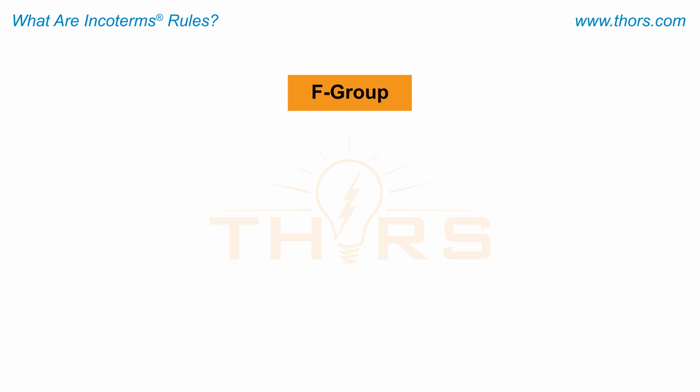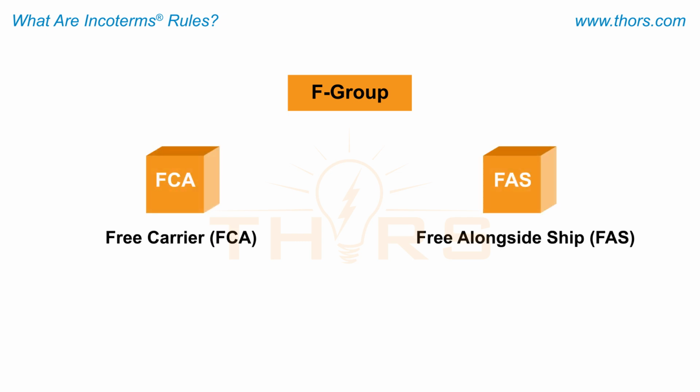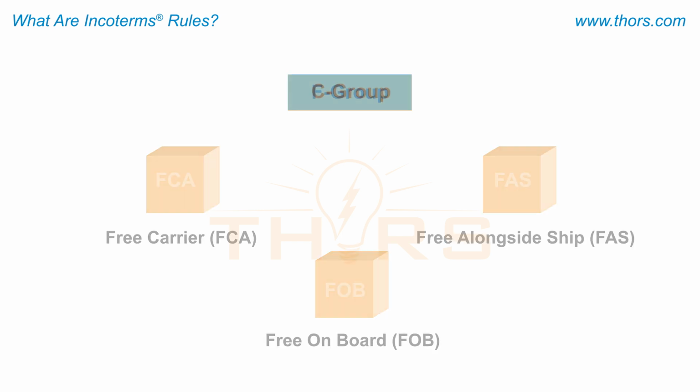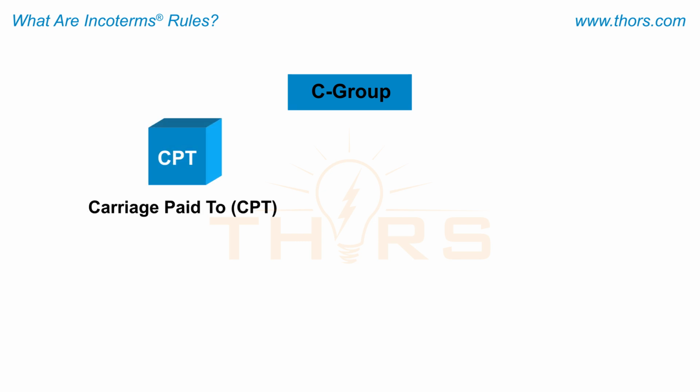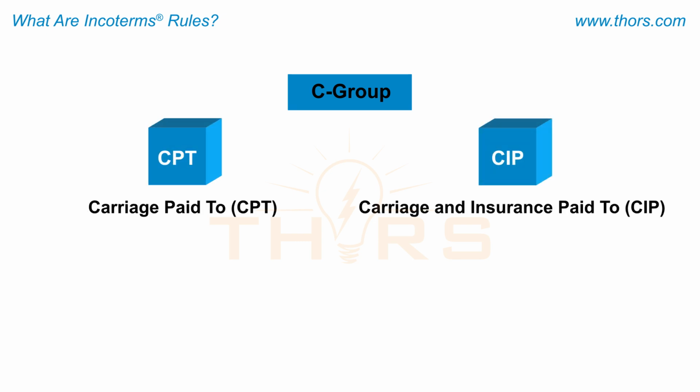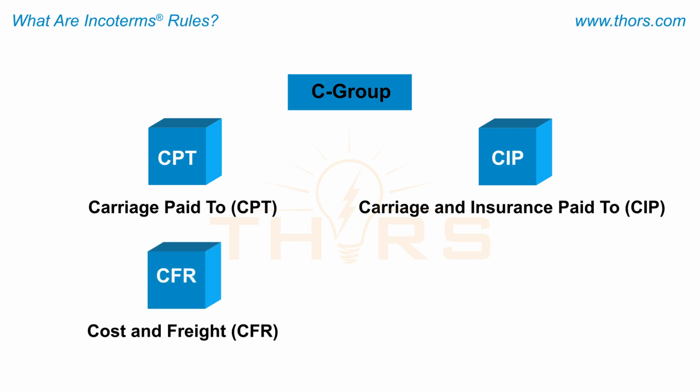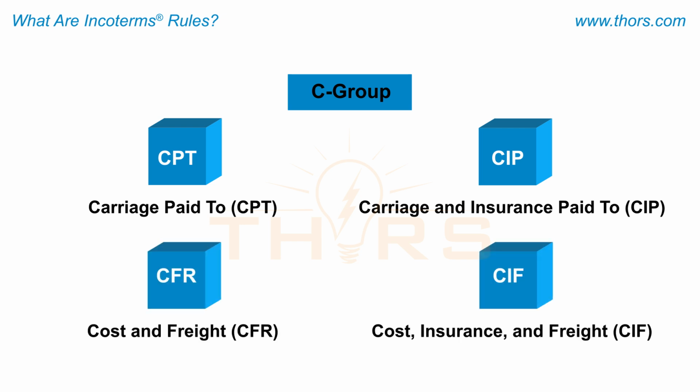F group consists of 3 Incoterms rules: free carrier, or FCA, free alongside ship, or FAS, and free on board, or FOB. C group consists of 4 Incoterms rules: carriage paid to, or CPT, carriage and insurance paid to, or CIP, cost and freight, or CFR, and cost, insurance, and freight, or CIF.